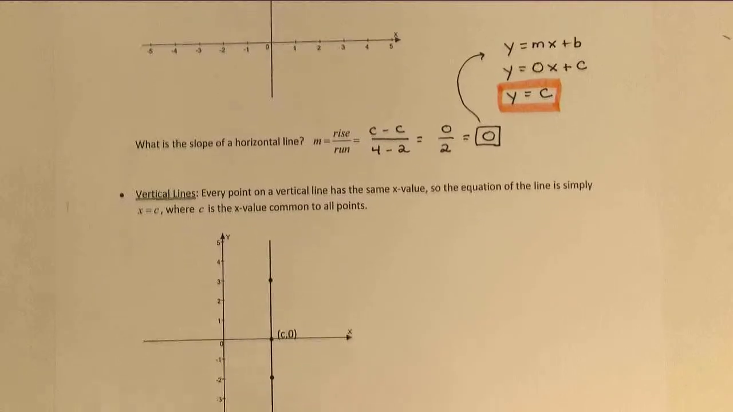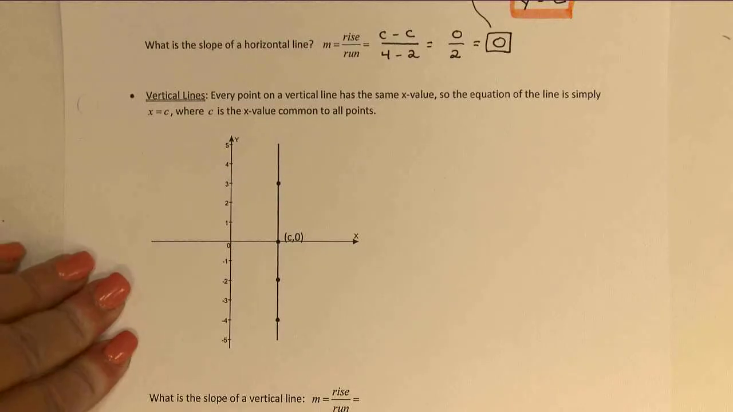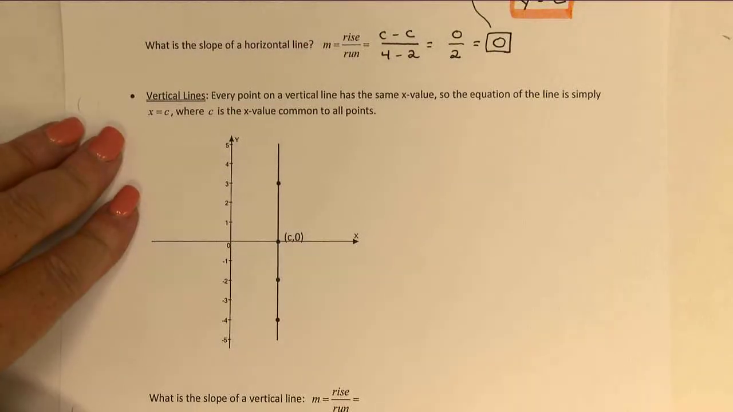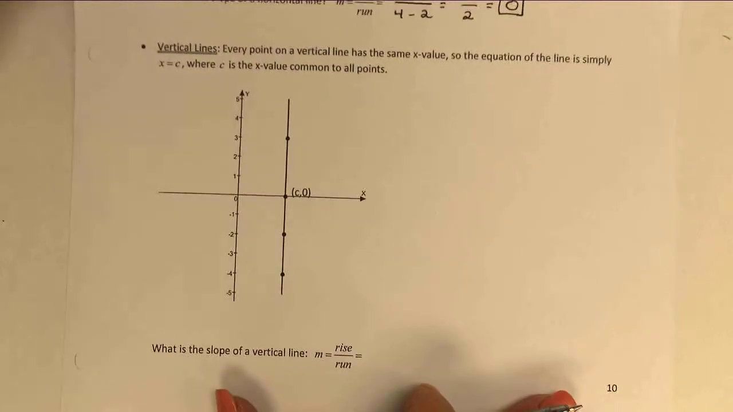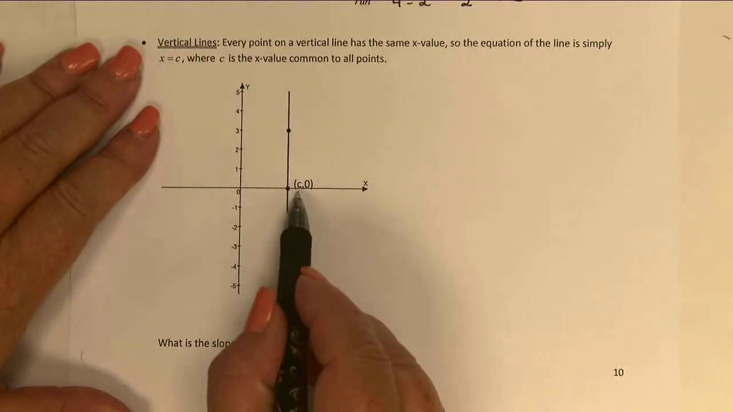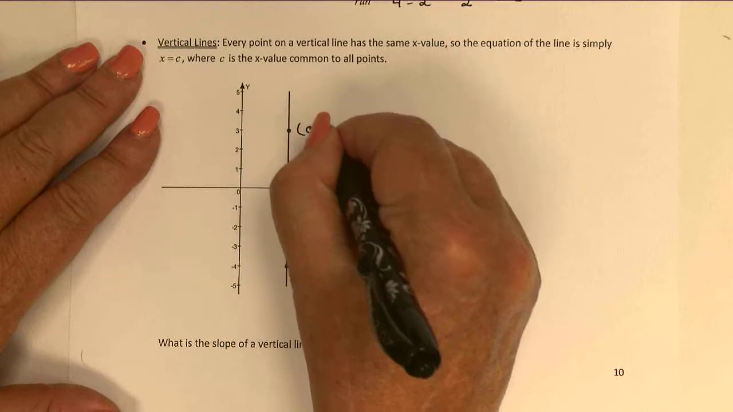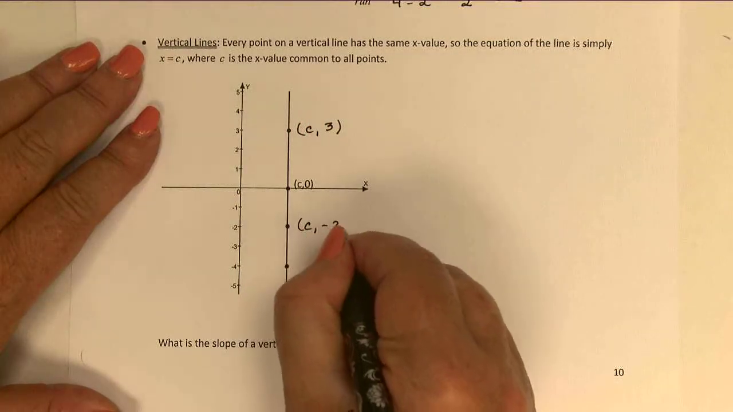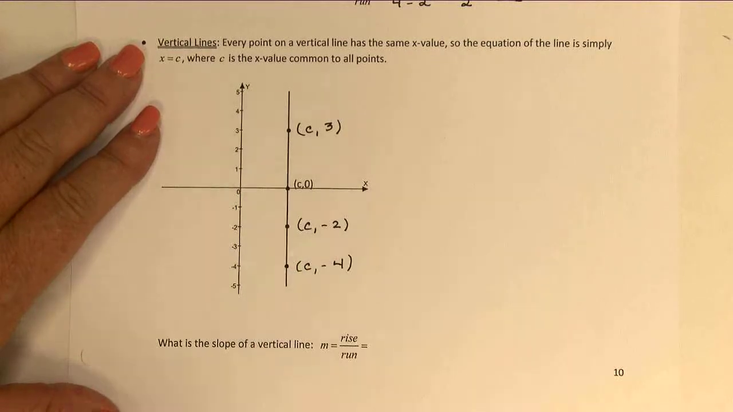We can make a very similar argument for vertical lines. If I look at the vertical line I have graphed here, and again I just said generically it goes through some point (c, 0), then every single point on that line is going to have the same x value c that we started with. This point here would be (c, 3). Here we might have (c, -2). And finally down here, (c, -4).